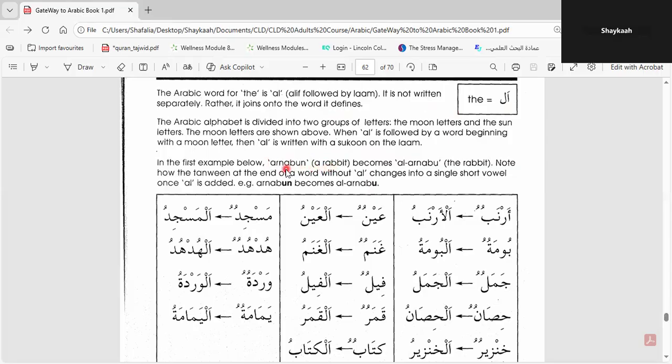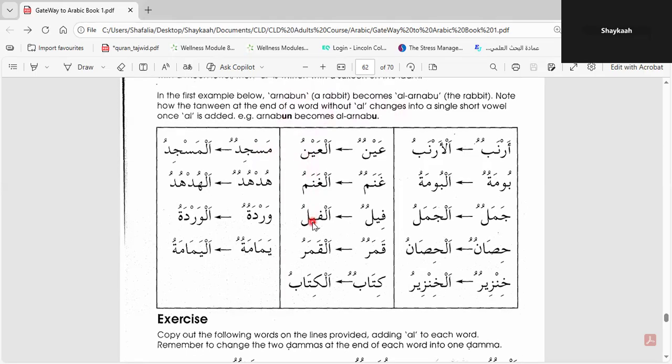Okay. And when you see al, it means the. So like the rabbit. Arnabun, or al arnabun. And then you put al at the beginning. So we have that example here, the rabbit. So arnabun. If I say rabbit, a rabbit, that's a rabbit. If I want to say the rabbit, I'm going to put alif lam and I'm going to connect that with the next letters. Al arnabu, al arnabu. Ainun, al ainu, al ainu.